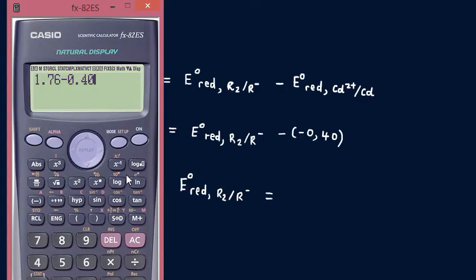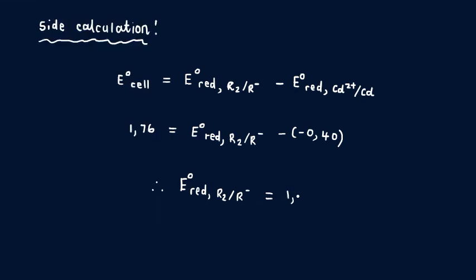So when you do this calculation, this works out to be a standard reduction potential of 1.36 volts. Notice that this is a side calculation, so this is not something that you would show as part of your answer. You would just do this somewhere on your question paper, but don't include it in your answer script. We're just going to use this value to identify species R, and that's going to be from table 4a.